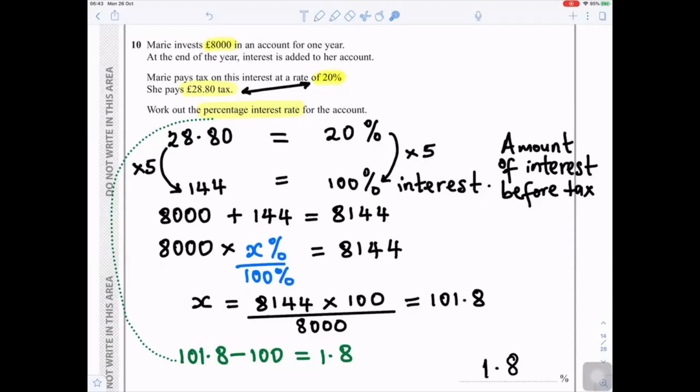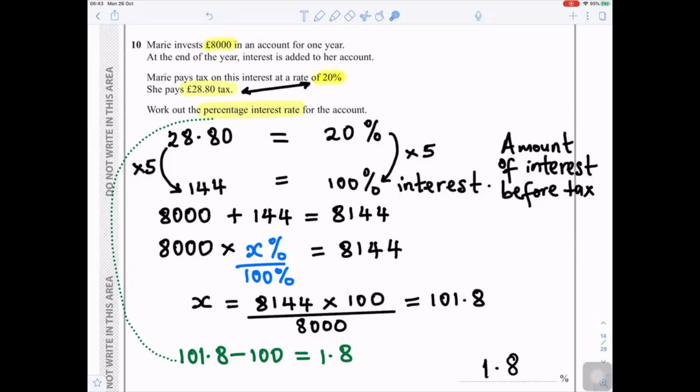Question number 10. Marie invests £8,000 in an account for 1 year. At the end of the year, interest is added to her account. Marie pays tax on this interest at a rate of 20%. She pays £28.80 tax. Work out the percentage interest rate for the account.